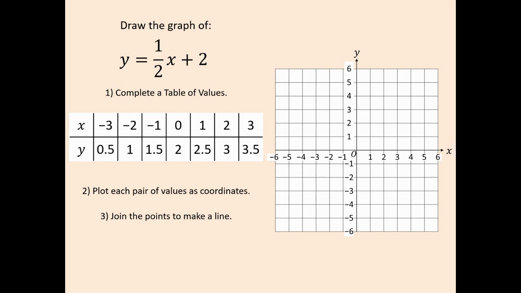Okay, so these are the answers. Remember, you're doing a half. So minus 3 divided by 2 is minus 1.5. Add the 2 gives you 0.5. So this one's a little bit more tricky, but you can use your calculator to help you. Then once you've got your points, you plot the points on the graph, join the points together using a line, then label the line.